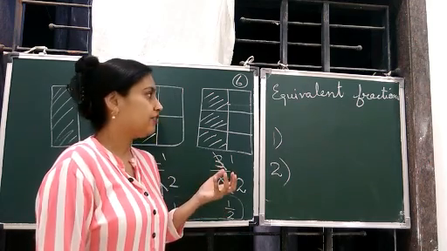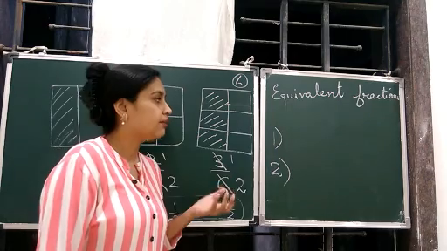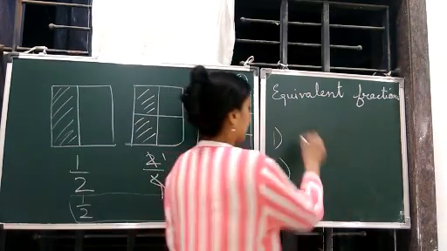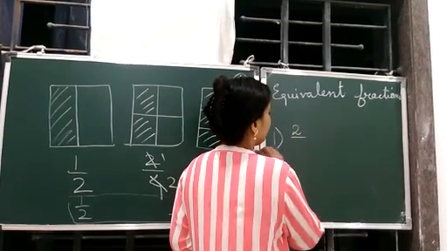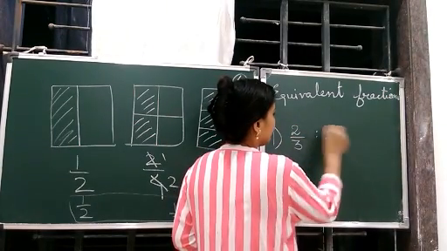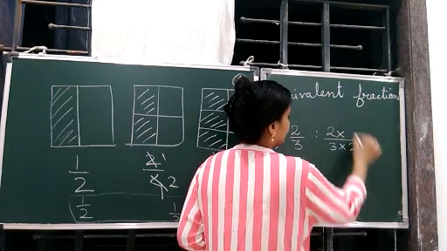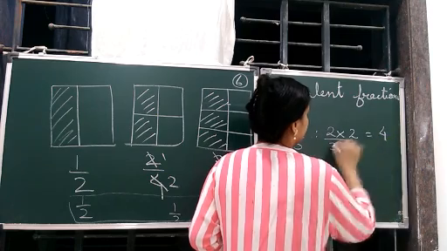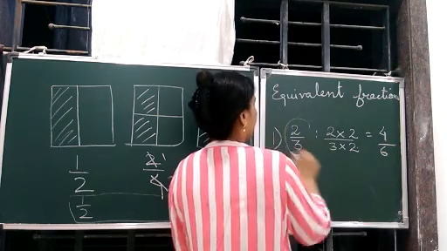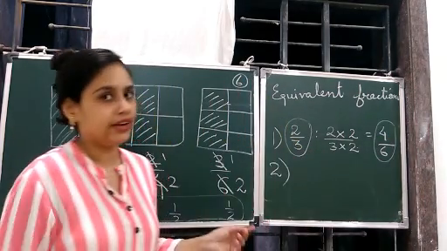Equivalent fractions can be obtained by multiplying the same number to the numerator and to the denominator. For example, if you have a fraction 2/3 and you multiply it by 2, then 2/3 and 4/6 are equivalent fractions.